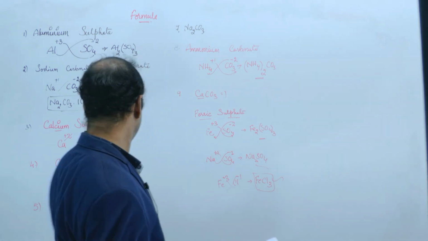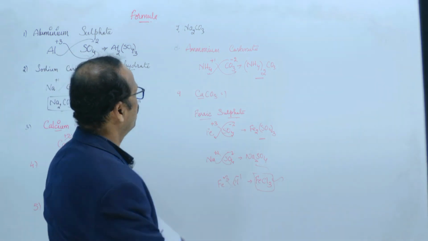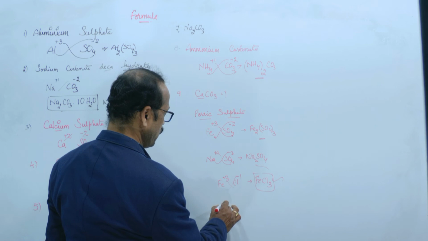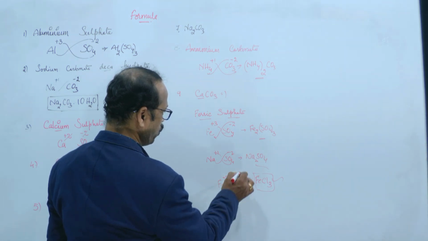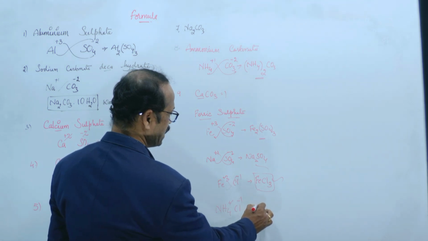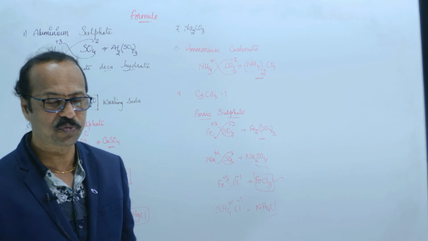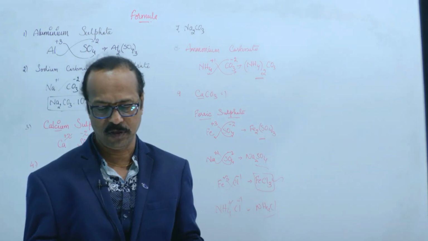Ammonium chloride, we have already seen ammonium somewhere. Ammonium is NH4 with valency +1, chlorine Cl with -1. So -1 and +1 cancel, NH4Cl, that's all. So the ammonium chloride formula is NH4Cl, very simple.